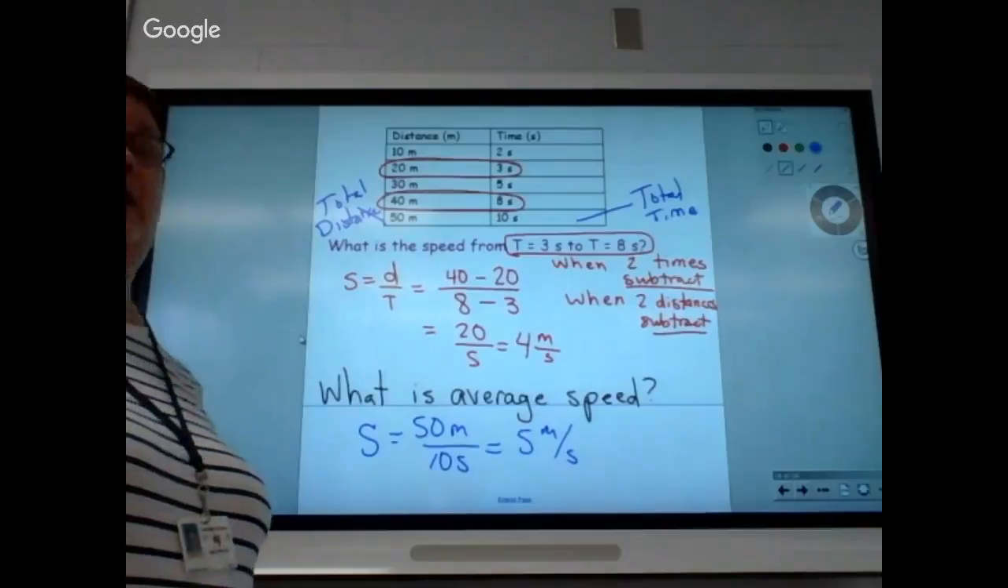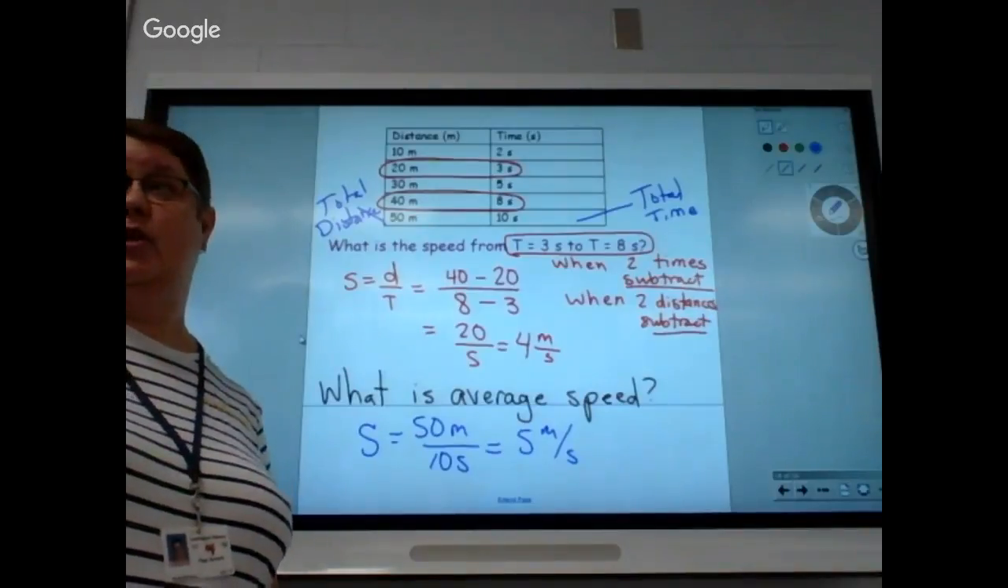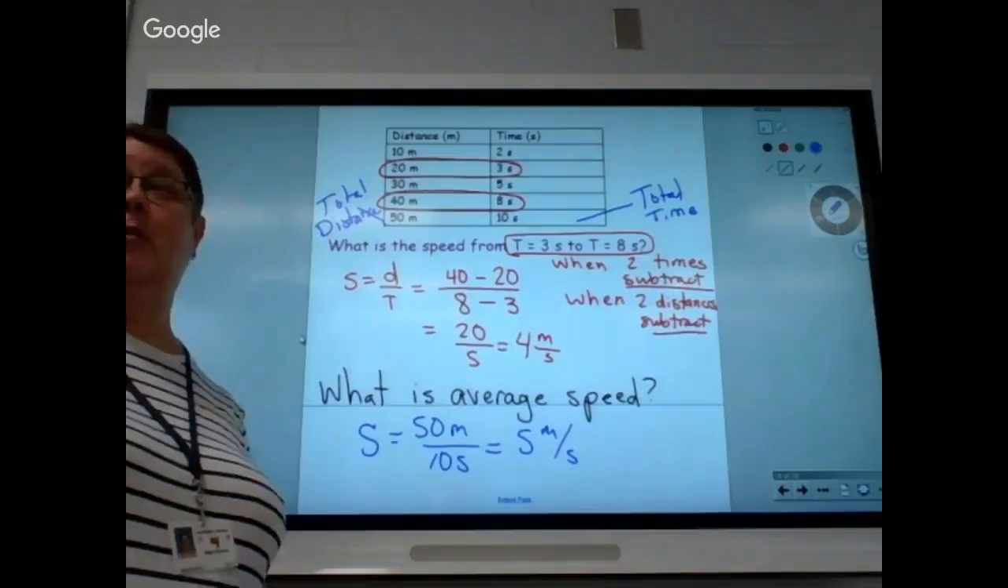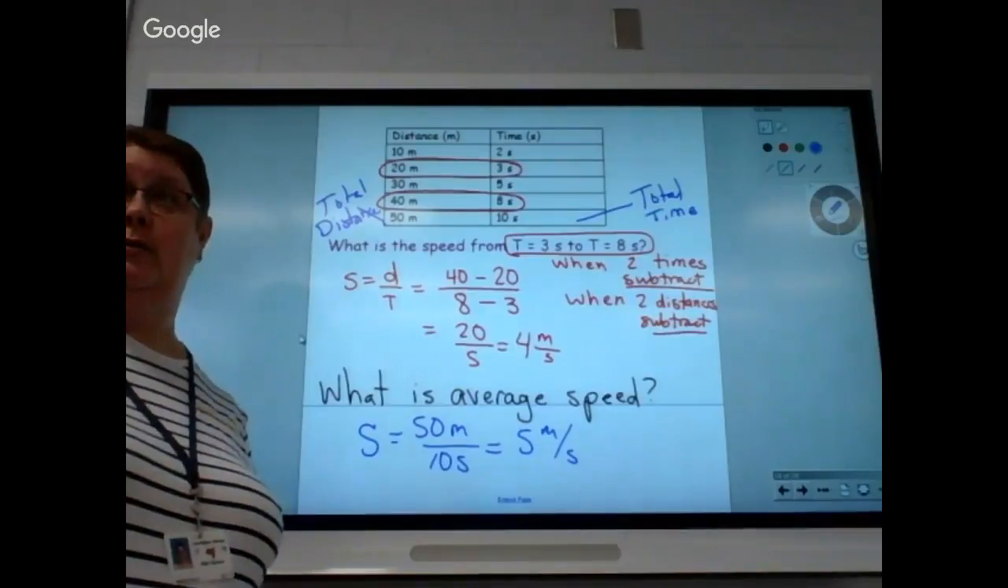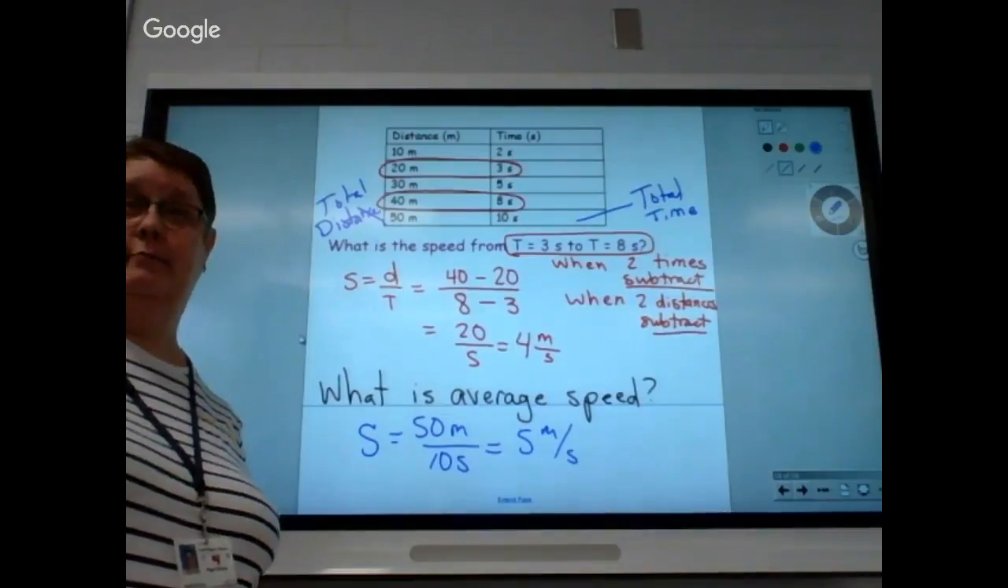Okay, you don't have to add. They're split times. So the total distance is at the bottom. The total time is where? At the bottom. Any questions about that?